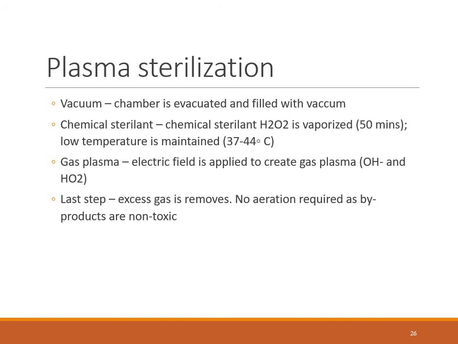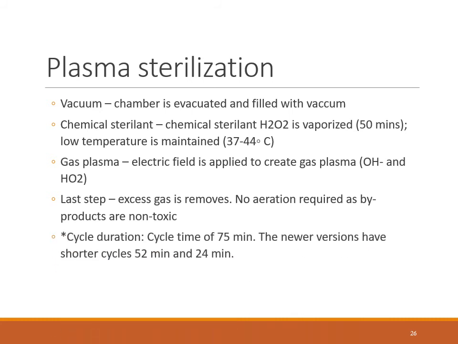The byproducts of the cycle are non-toxic and therefore there is no need for an additional aeration step, which is the advantage of this plasma sterilization over the ETO. Cycle duration is 75 minutes, and the newer versions have shorter cycles of 52 minutes and 24 minutes. Sterilization control will be useful, such as Bacillus stearothermophilus, to check the effectiveness of the sterilization.